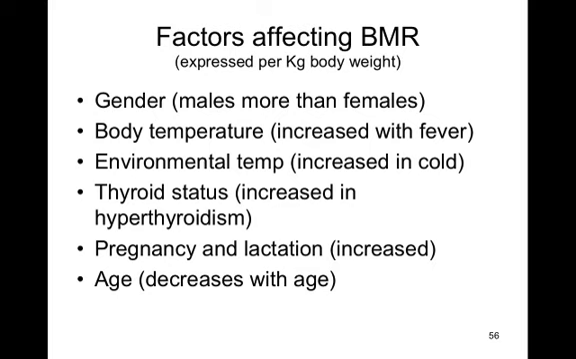Second common pathological cause for a higher basal metabolic rate is fever, since a rise in body temperature increases the rate of cellular metabolic reactions. Third is the environmental temperature. There is a phenomenon called shivering thermogenesis. As you shiver in the cold, you are making the muscles work. Working muscles increase the basal metabolic rate.